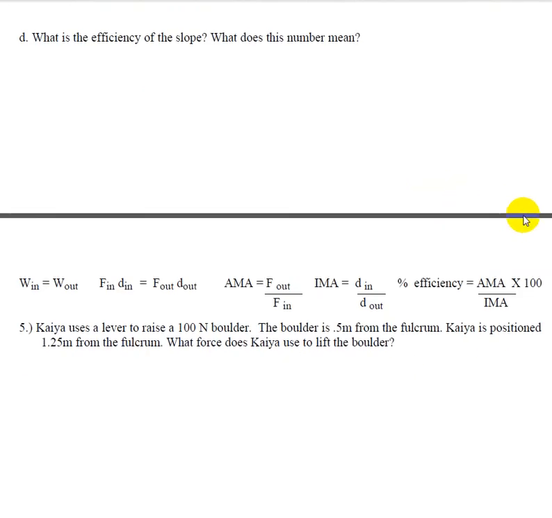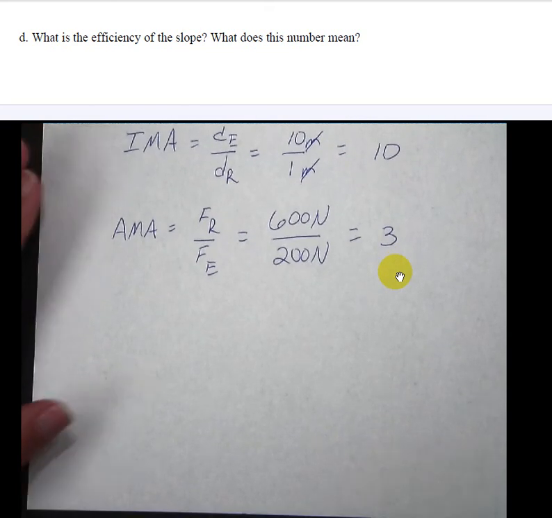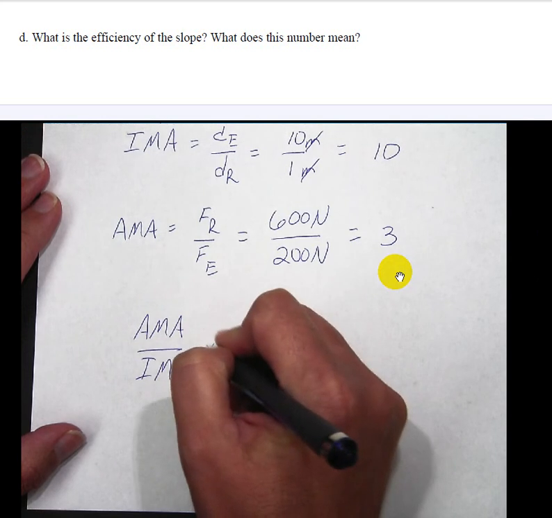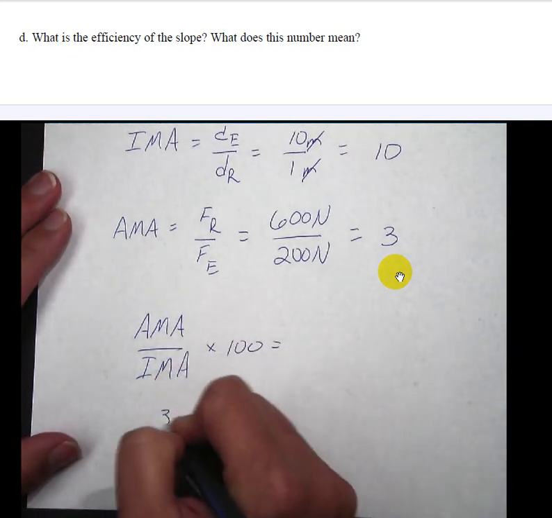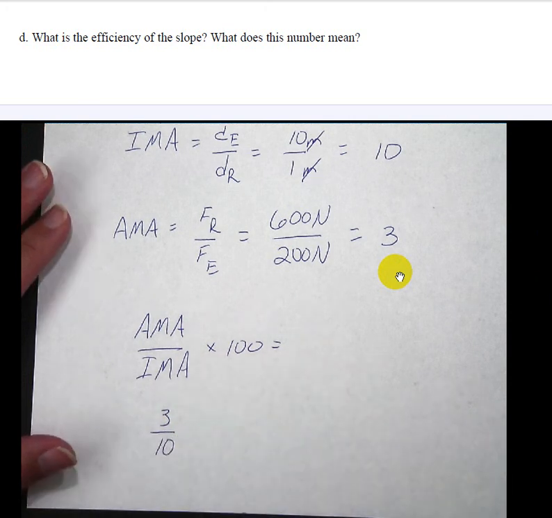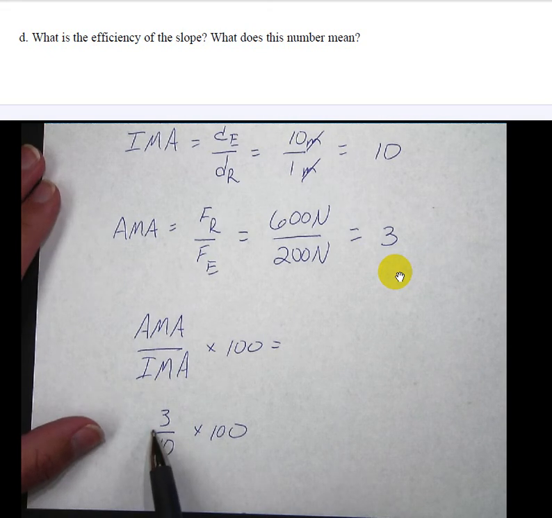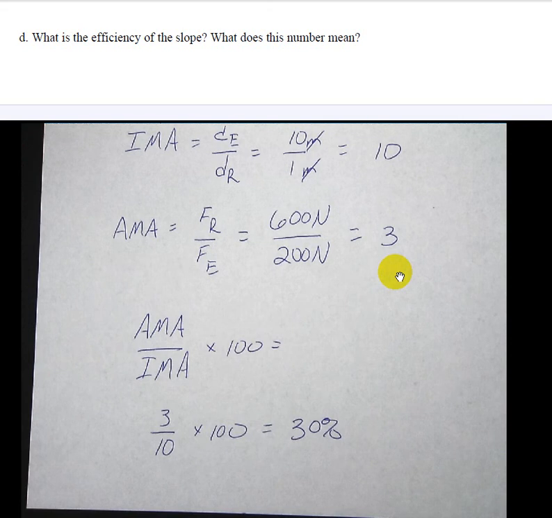All right, so what is the efficiency of the slope? So let's move it on up here. AMA over IMA times 100 equals, so AMA was 3 divided by IMA, 10, times 100. So that would be 0.3 times 100 is 30%. We lost a lot in outside forces on this particular one. All right. So, but 30% is our efficiency of this slope.